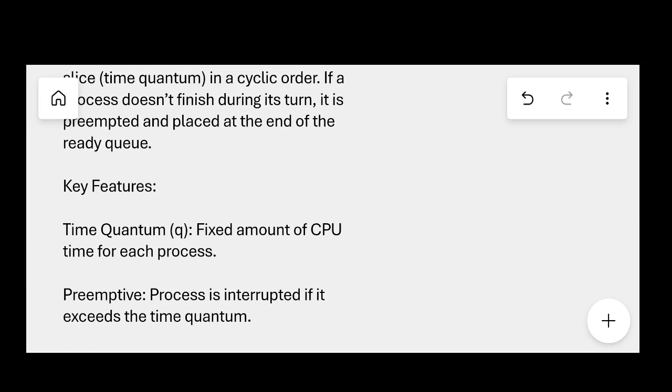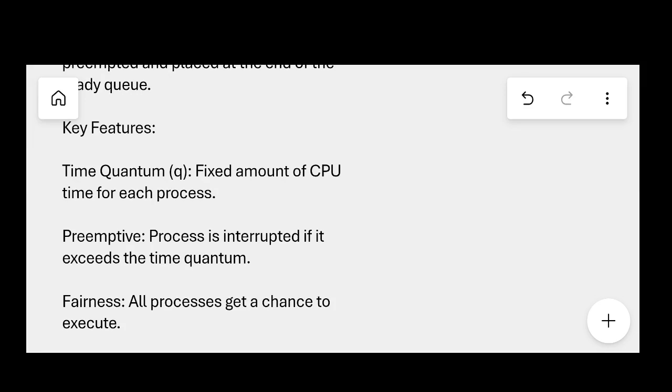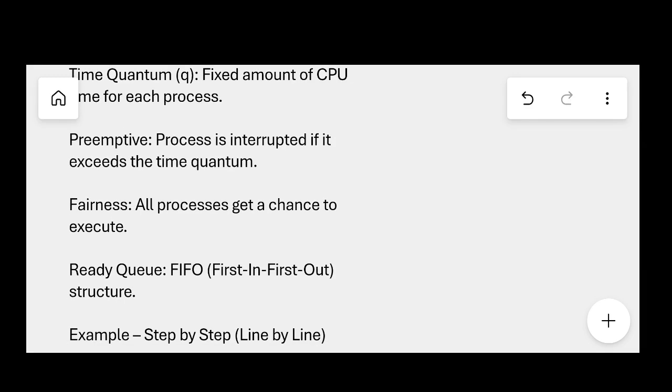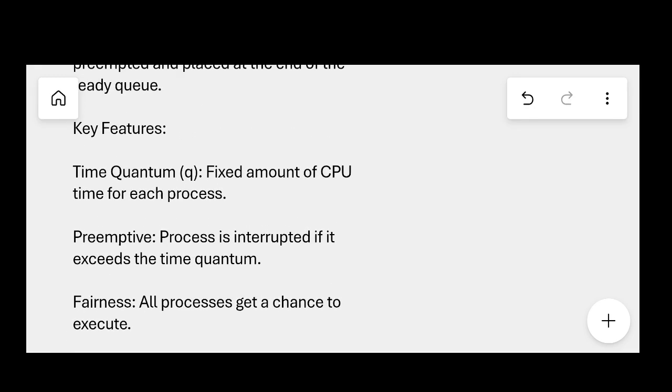Now, key features. Time quantum: a fixed amount of CPU time for each process. Preemptive: a process is interrupted if it exceeds the time quantum. Fairness: all processes get a chance to execute. Ready queue: FIFO, first in first out structure.